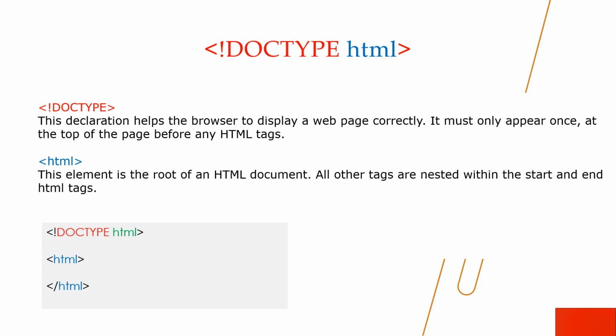First comes doctype in HTML. Doctype declaration helps the browser to display a web page correctly. It must only appear once, at the top of the page before any HTML tags. The HTML tag is the root of an HTML document. All other tags are nested within the start and end HTML tag.